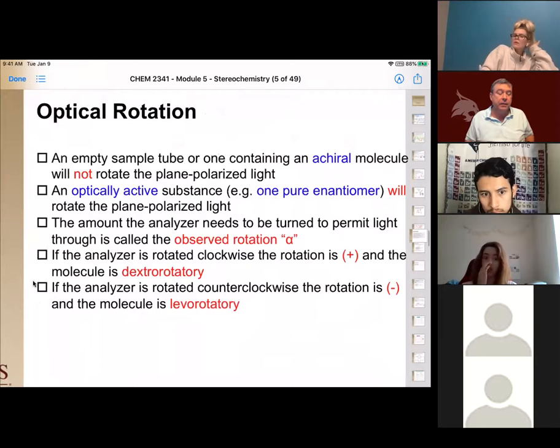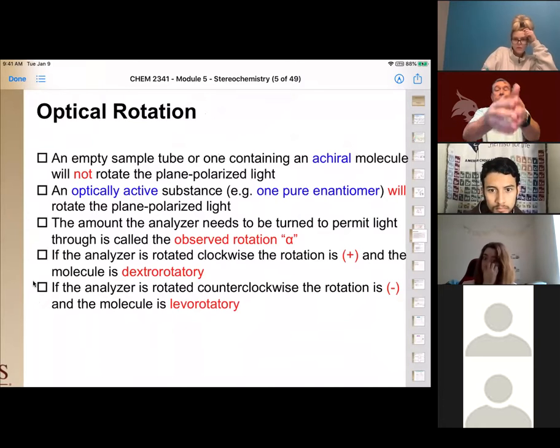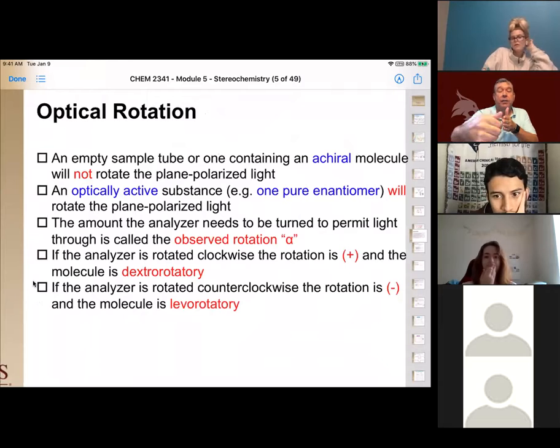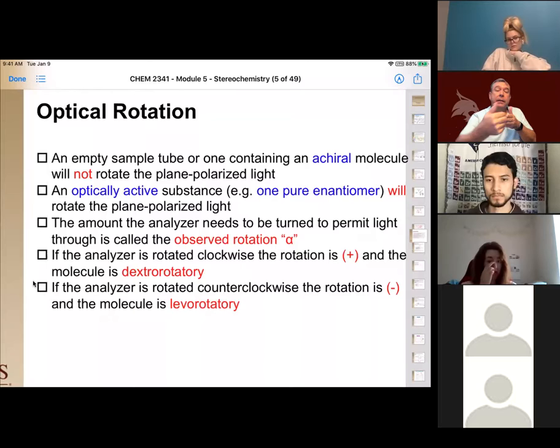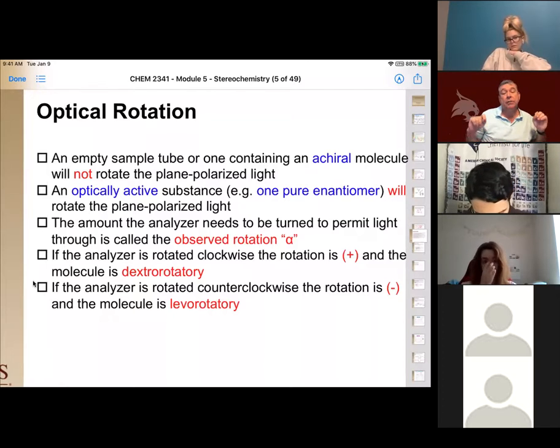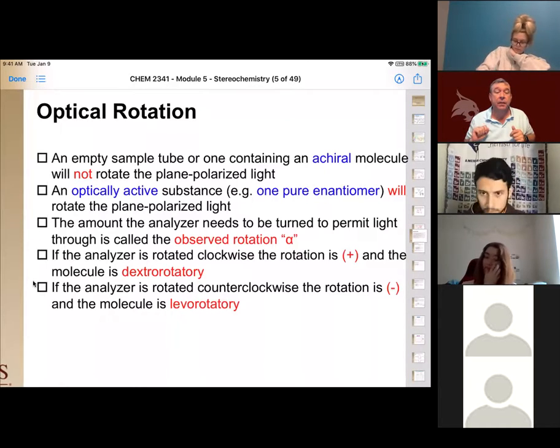So the basic experiment is if you had an empty tube or one with a chiral molecule, when you put the light through it, you're going to end up with a zero. When you're measuring at the end, nothing has changed. It's going to be where zero was, you're going to measure zero light, okay? If you have one of the pure enantiomers, it will rotate that plane of light, okay? And that amount that it turns, those degrees of angle that it rotates, is called our observed rotation. And it's typically denoted with an alpha, okay?